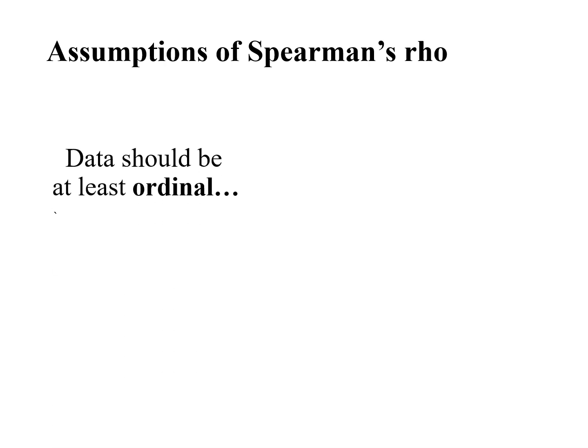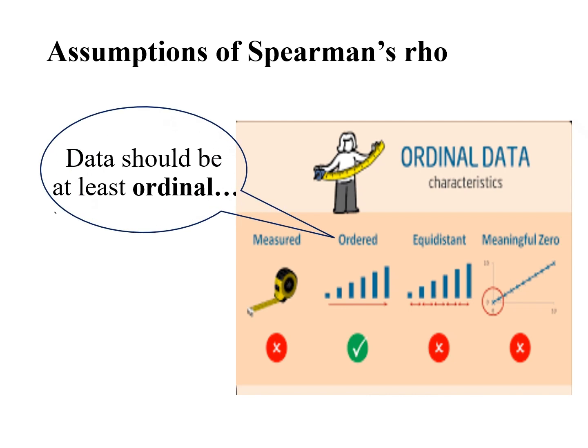Before using Spearman's rho, there are some assumptions we need to consider. The most important one is that the data should be at least ordinal. Ordinal data means the values can be ranked or ordered, but the exact differences between them are not necessarily equal. For example, customer satisfaction levels such as satisfied, neutral, and dissatisfied can be ranked, but the gap between them is not a precise measurement. As long as the data can be ranked meaningfully, whether it is ordinal or non-normally distributed continuous data, Spearman's rho can be applied.